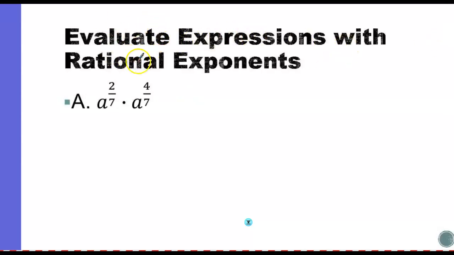Let's look at this one here. Evaluate expressions with rational exponents. So remember, if my bases are the same and they're both a in this case, what I do is add my exponents together when I multiply. So I'm technically adding 2 over 7 plus 4 over 7. If you forgot how to add fractions, remember they need a common denominator, which they have. And I just add my numerators. So 2 plus 4 is 6.